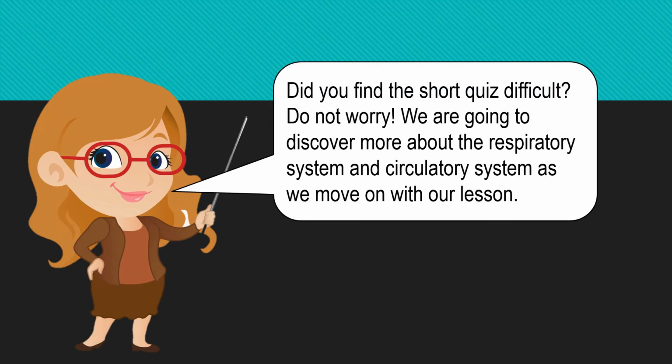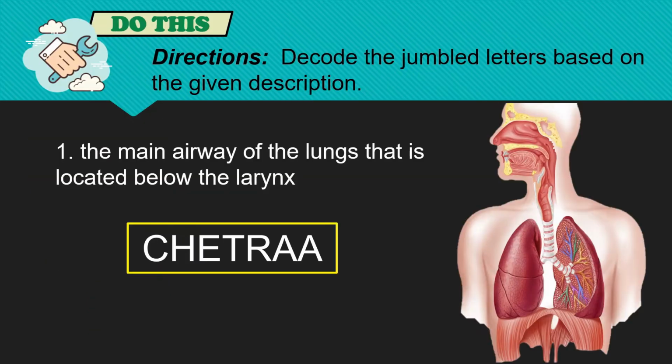Did you find the short quiz difficult? Do not worry. We are going to discover more about the respiratory system and circulatory system as we move on with our lesson. This time, let us do this activity. Directions: decode the jumbled letters based on the given description.